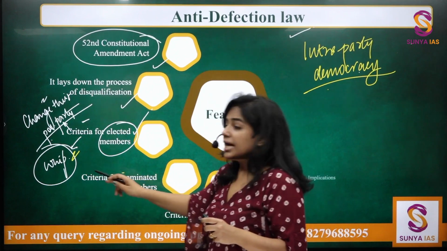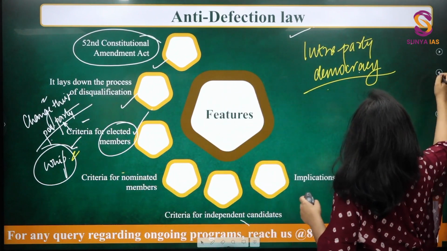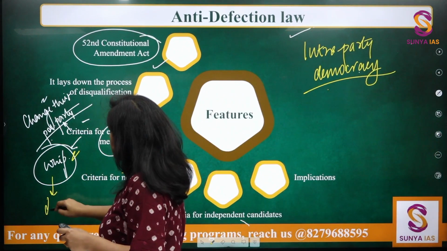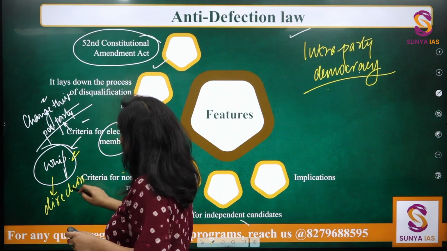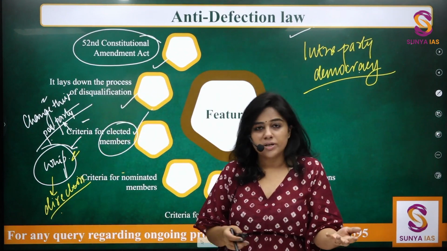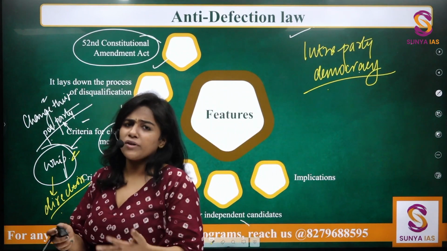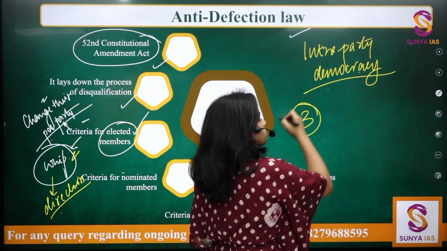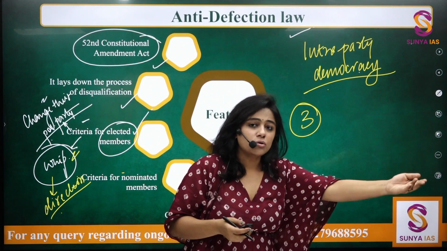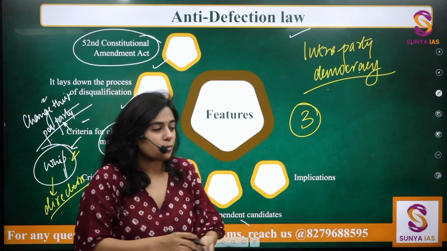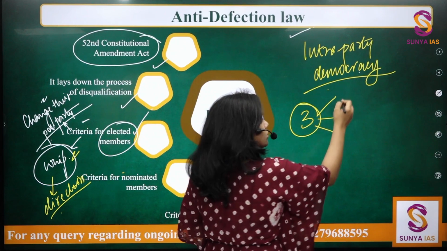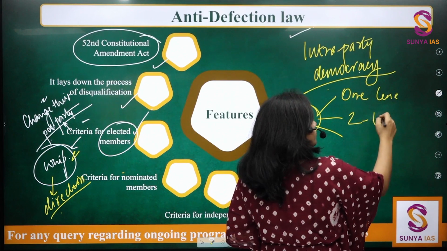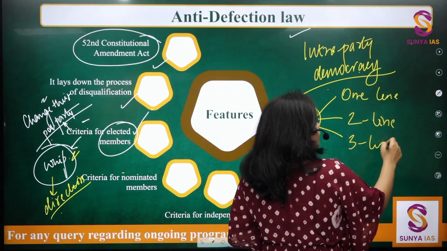Now, whip is what happened to this? Just a second. Now, whip is not just a person, whip is a direction also. I just said that whip is a person appointed by the political party to convey the decisions of the high command. That is true. But there are three kinds of whips as well. So, whip is a direction also, whip is a person also. There are three kinds of whips: one line whip, two line whip, and three line whip. Fine.